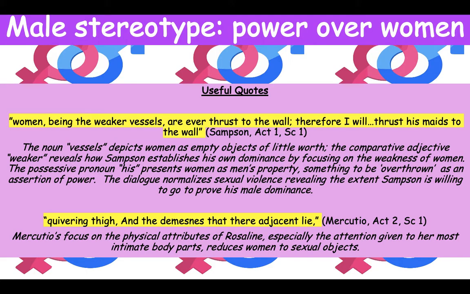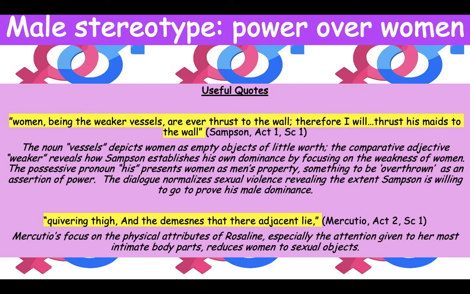So it's really vulgar. The noun "vessel" depicts women almost like an empty object and of little worth. The comparative adjective "weaker" reveals how Samson establishes his own dominance by focusing on the weakness of women. So you might argue that for a man to feel masculine, to feel powerful, he must assert his control over those that are weaker than him. We've seen them do that over other men, but they also do it over women to make themselves feel powerful. The possessive pronoun "his" presents women as men's property and something to be overthrown as an assertion of power.